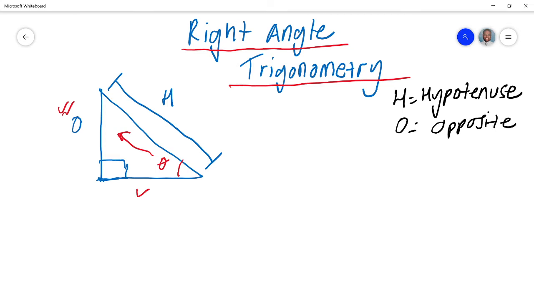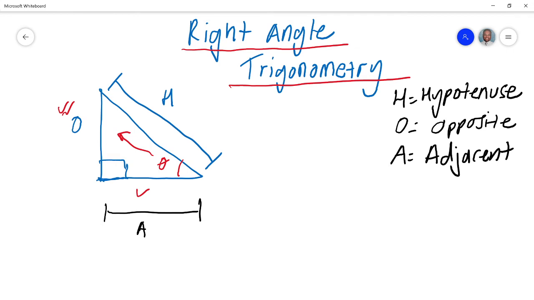So we've identified your hypotenuse, which is the longest side of a right angle triangle. We've identified your opposite because it's opposite to the angle. And the next one to identify is this side, and this is A, and A means adjacent. You hear people saying in common language, could you sit adjacent, or these two are placed adjacent, which means it's placed closer to that angle. So A stands for adjacent.